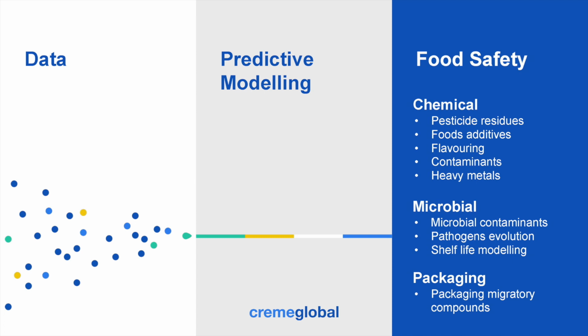Chemical safety concerns the consumer's exposure to the various compounds that are hidden in the foods that we eat every day, such as some additives like sweeteners or flavors, but also contaminants and pesticide residues. Microbial safety refers to exposure to microbial contaminants, but it also involves predicting the pathogen evolution in the food and in production facilities. We can also use microbial data to predict the shelf life of the products. Finally, packaging safety focuses on the contamination of the foods with the compounds that migrate from the packaging into the food.